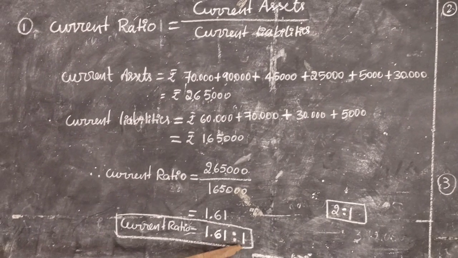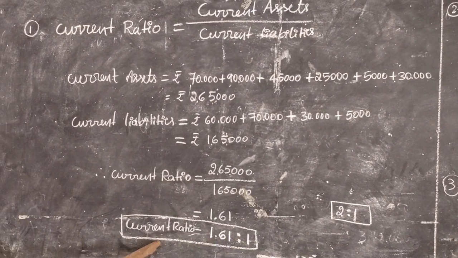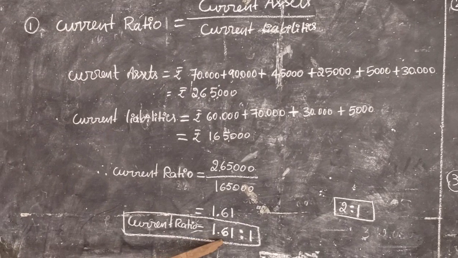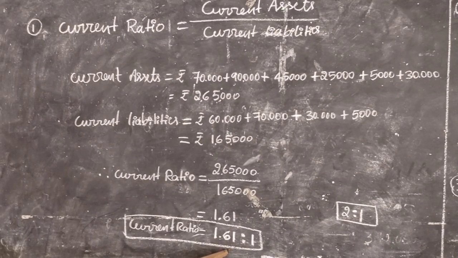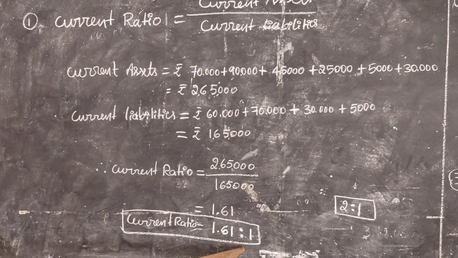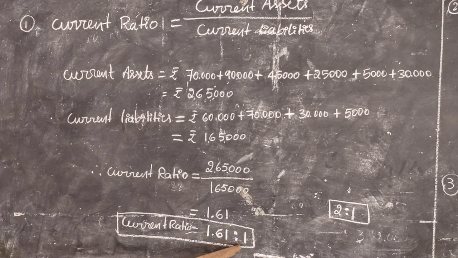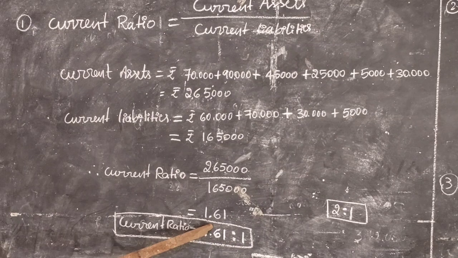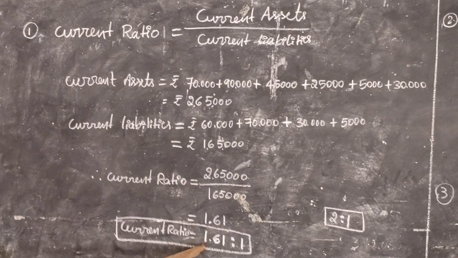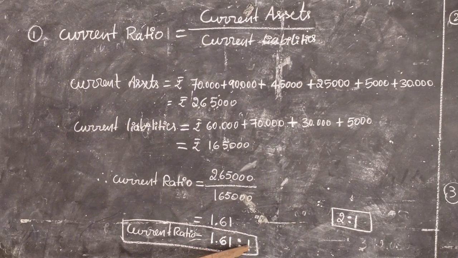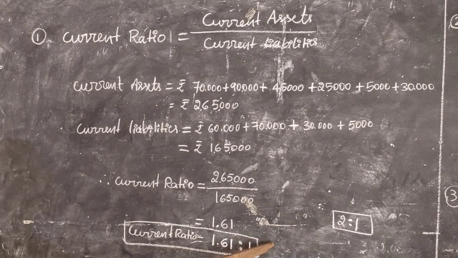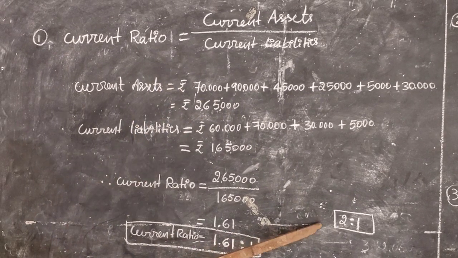Is to 1, what I am coming to is, this is indicating current ratio is equals to 1.61 is to 1, that means here current assets is to current liabilities. That means here always the current liabilities is considered as 1. What we calculated here is the current assets, that is 1.61 is to 1. Here always the standard ratio for this current ratio is 2 is to 1.